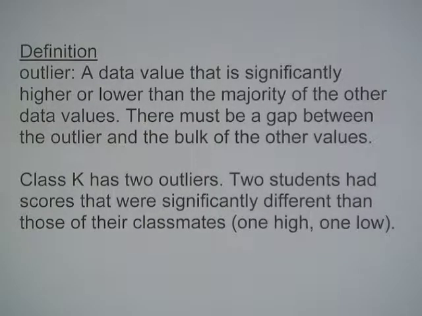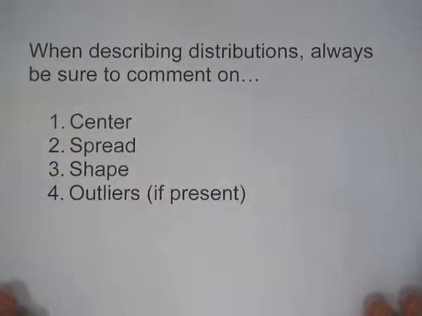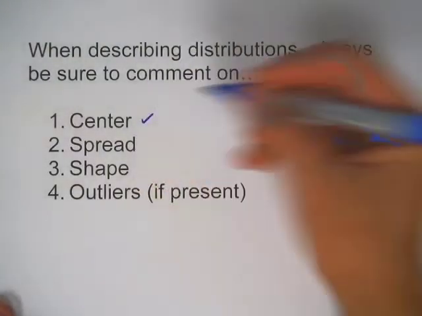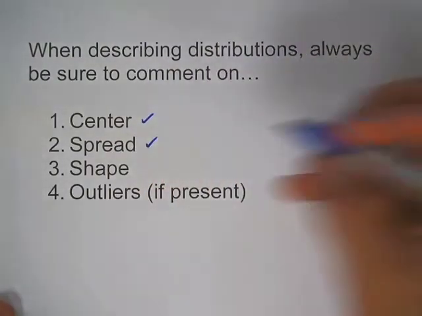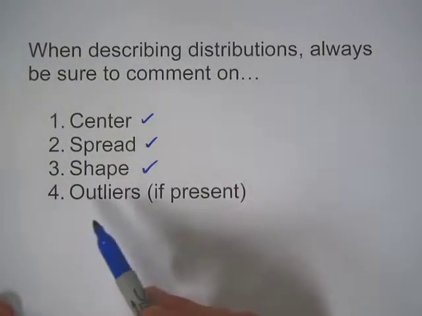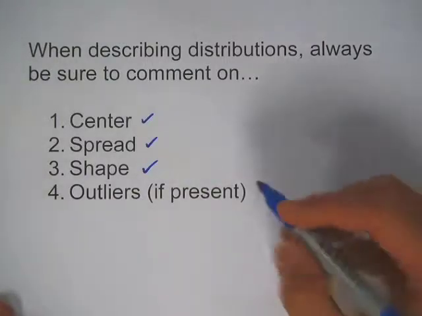One high, one low. So to summarize, when describing distributions, always be sure to comment on the center, the spread, the shape, and then the fourth one, any unusual features. A lot of times you want to comment on outliers, whether or not outliers are present.